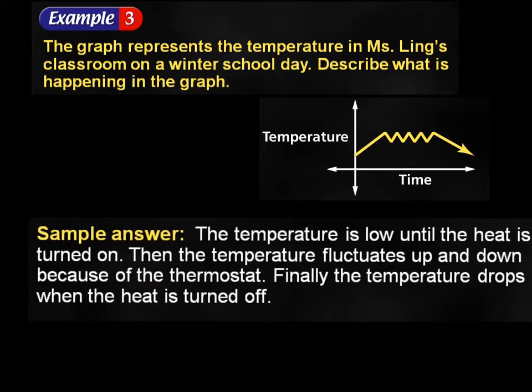If you're in the part of the building that has radiator heat, you experience this more than in my nice classroom that has a thermostat on the wall. So the temperature is low until the heat is turned on, then the temperature fluctuates up and down. Finally, the temperature drops when the heat is turned off. I don't know that most schools turn off their heat, but anyway, that's what the graph represents.